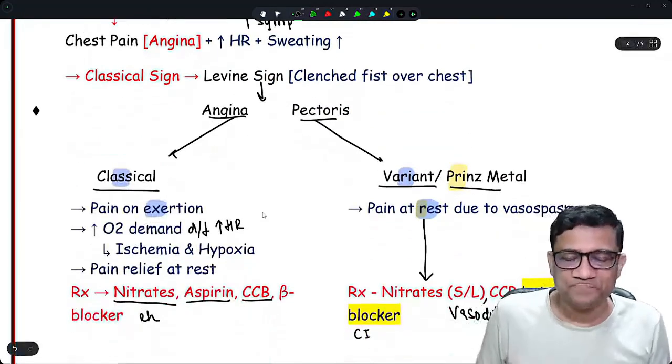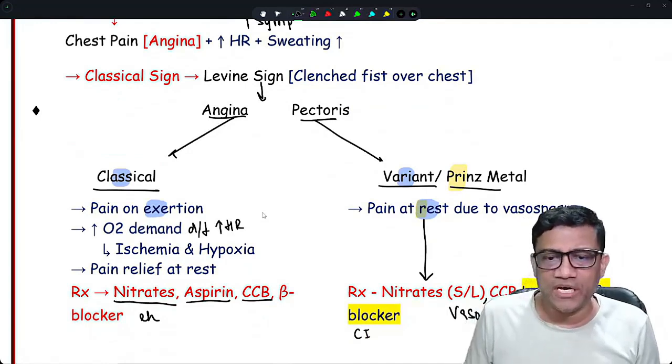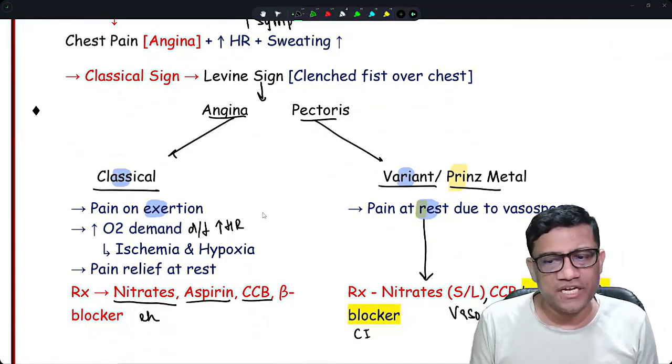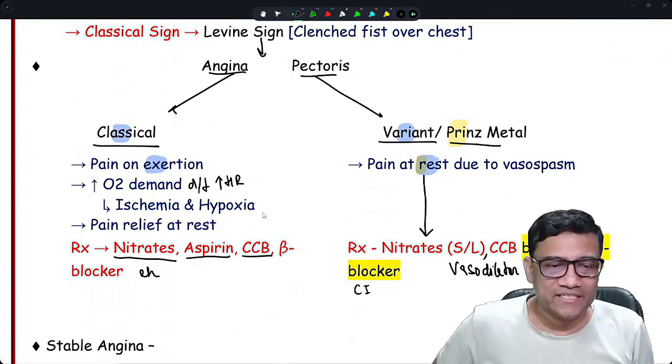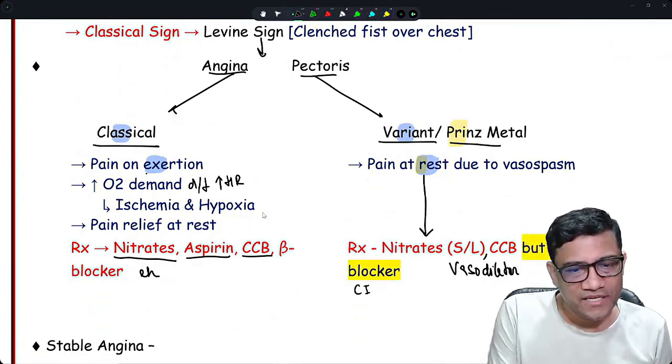And now the question: there are two types of angina, classical angina and variant. So remember, very simple. S, X. So your X is S, exertion.